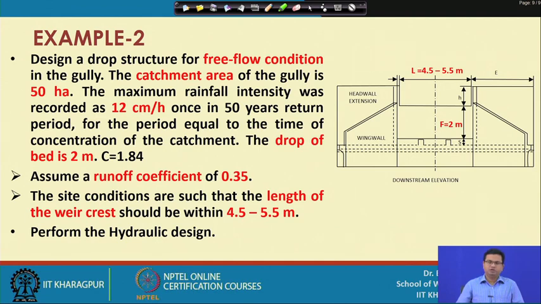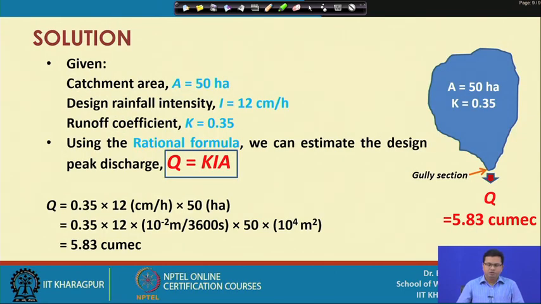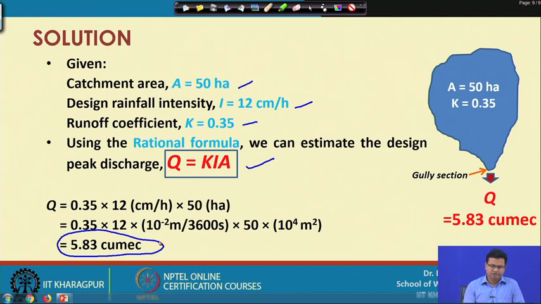Now, we have to go for solving the problem, and here the drop of bed is given as 2 meter, so drop F is equal to 2 meter. We can use the rational formula here. Q equal to K I A, K is given as 0.35, I equal to 12 centimeter per hour and A equal to 50 hectare. By putting these values after unit conversion, you can get the value of Q as 5.83 cubic meter per second. So, my design discharge is 5.83 cubic meter per second.